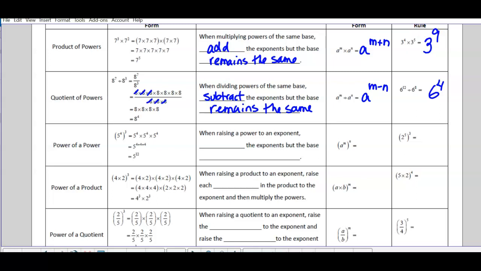You multiply. So that we added, that we subtracted, and this we multiply. So add, subtract, and multiply. So we multiply the exponents, but the base remains the same.